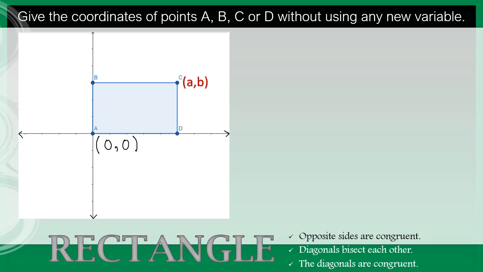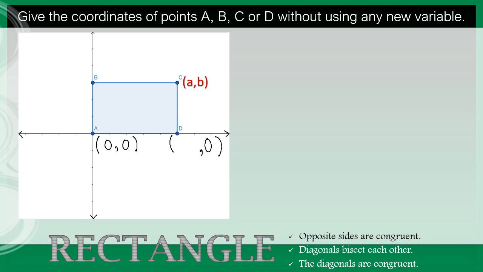Now, I'm going to go with point D after our origin. So we have point D. How are we going to find out the coordinates of point D? First, you may consider that point D lies on the x-axis. We all know if a point lies on the x-axis, therefore its y-coordinate would be 0.